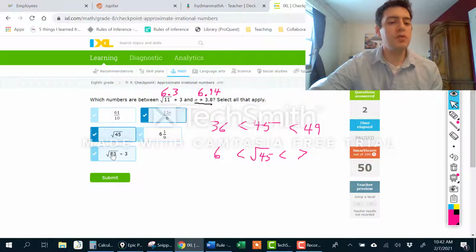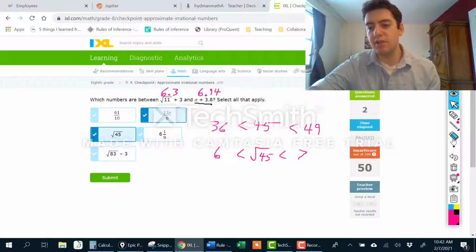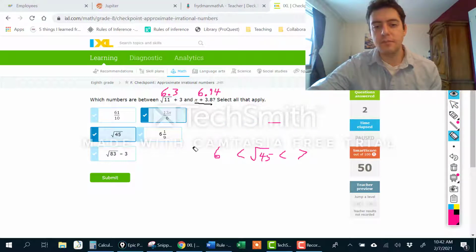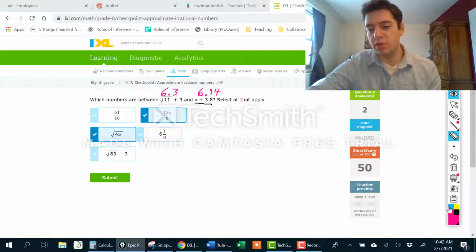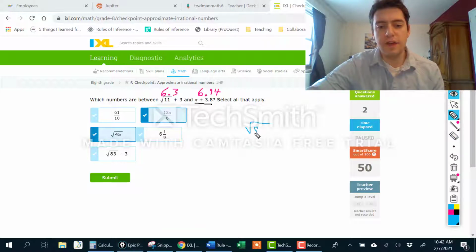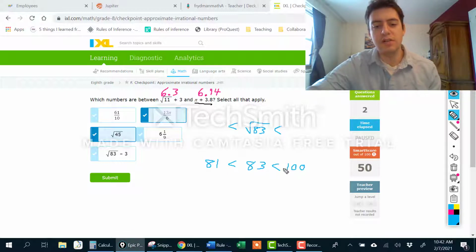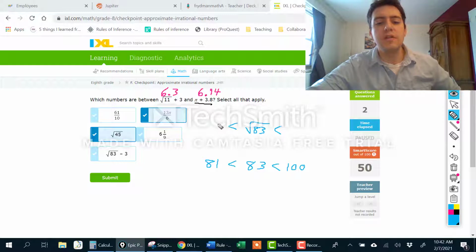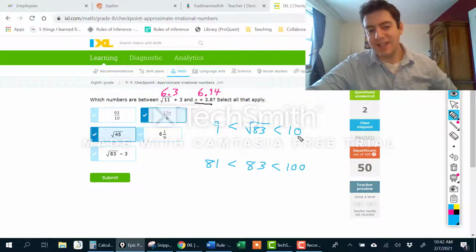And then the square root of 83 minus 3. Let's see about that. Let me switch to blue here. So the square root of 83 will be between what two whole numbers? Well, 83 is between 81 and 100. Those are the nearest perfect squares. Square root of 81 is 9. Square root of 100 is 10. So the square root of 83 is between 9 and 10.